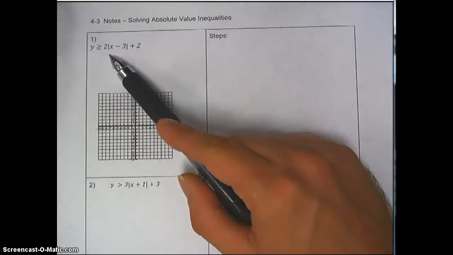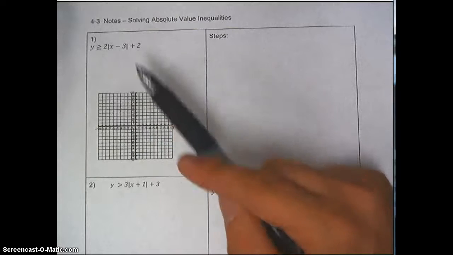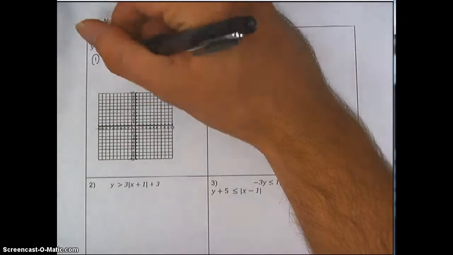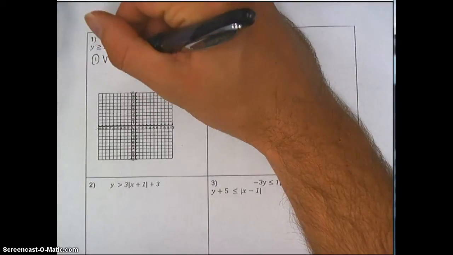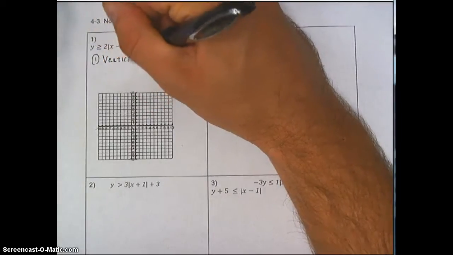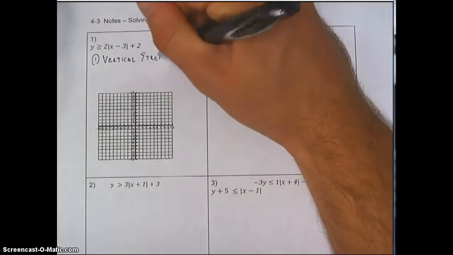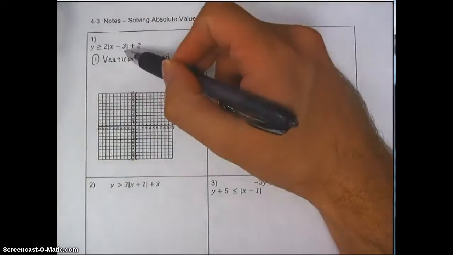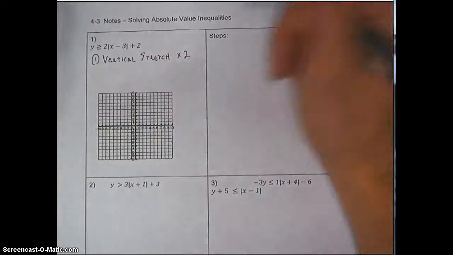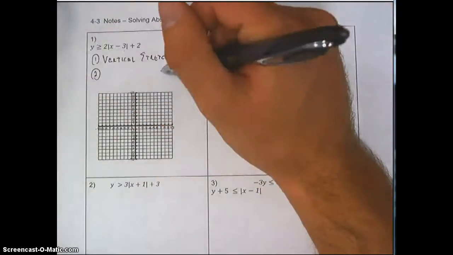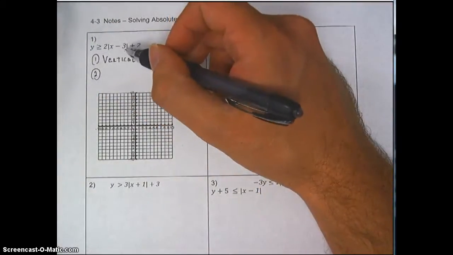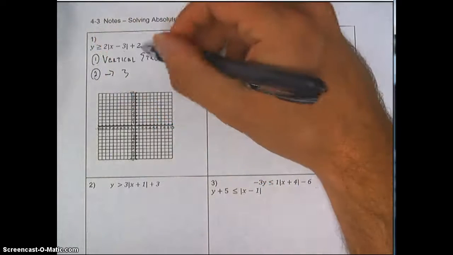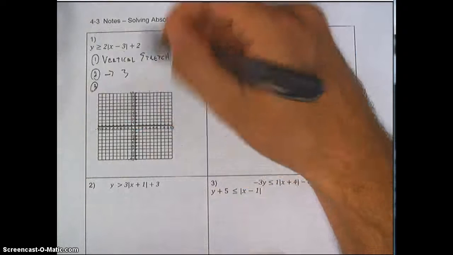What I like to do is draw out in words the transformation. So that looks like right there, that's a vertical shift, sorry, a vertical stretch. And it looks like it's a vertical stretch by 2. That minus 3 tells me that I'm going to shift from the origin 3 units right. And that plus 2 means I'm going to go up 2.